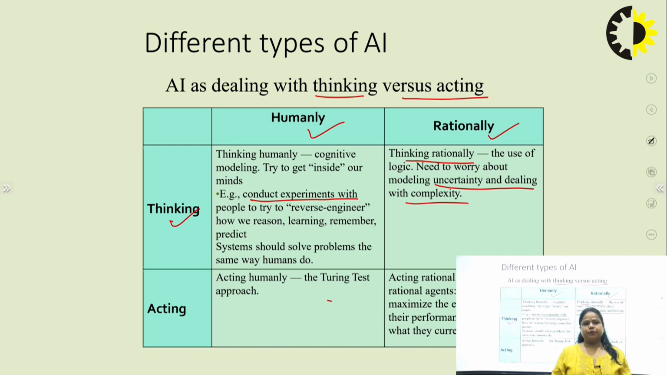Then after that, if I'm talking about acting, right? So we have to generate those types of systems in which they can act like humans. Like you can talk about the robots, right? Or you can talk about the Turing test approaches, right? But similarly, if I'm talking about acting in the case of rationally, the study of rational agents.